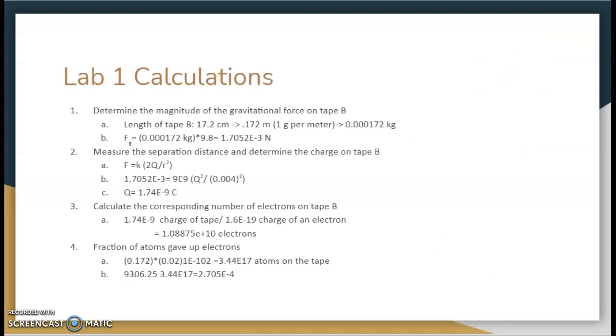So some calculations from lab 1. First, we calculated the gravitational force. And afterwards, using the gravitational force and the separation distance we measured, we can find the charge on tape B. We also end up finding the corresponding number of electrons on tape B and the fraction of atoms that gave up their electron on tape B.